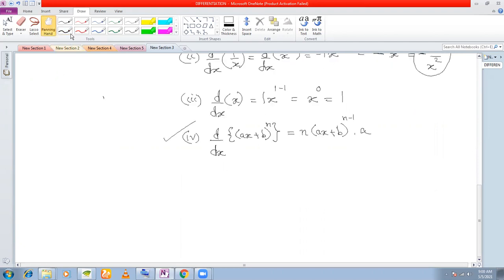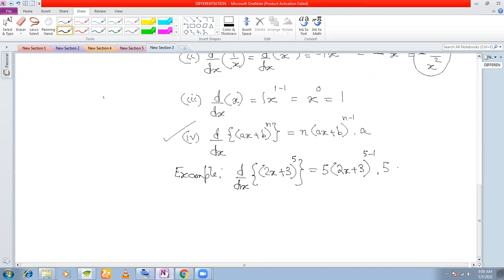Let me give you one example from this. If I want to differentiate d/dx of (2x plus 3) whole to the power of 5, then this will be 5 into (2x plus 3) to the power of 5 minus 1, into 5, which is 25 times (2x plus 3) to the power of 4. No questions here?